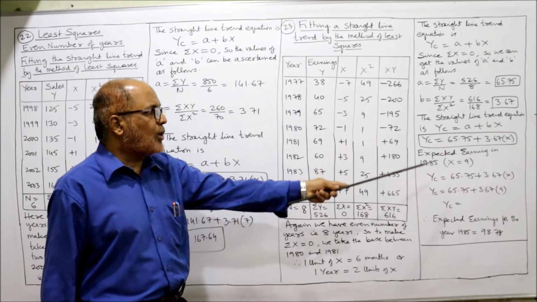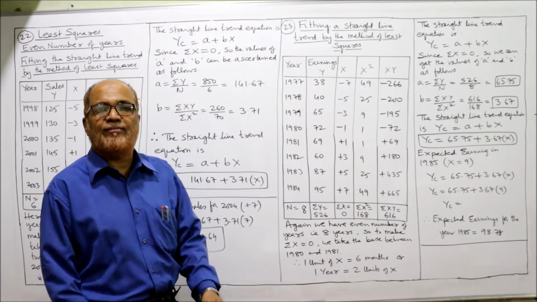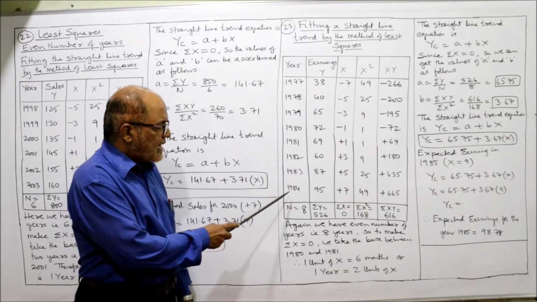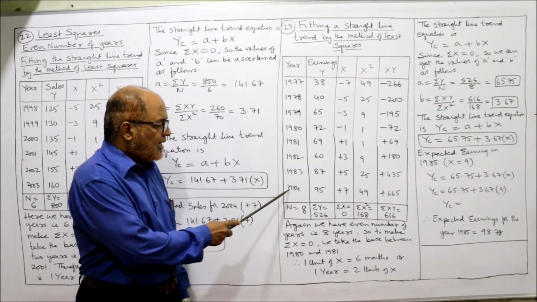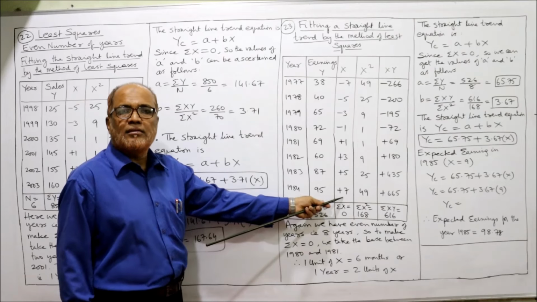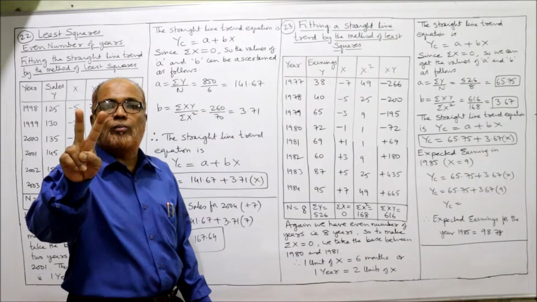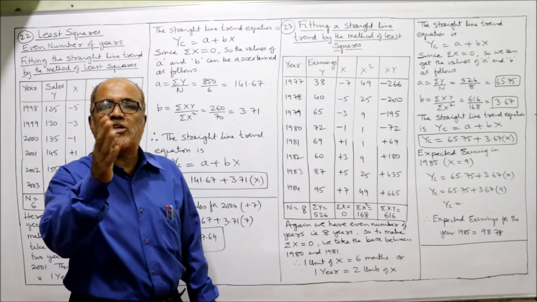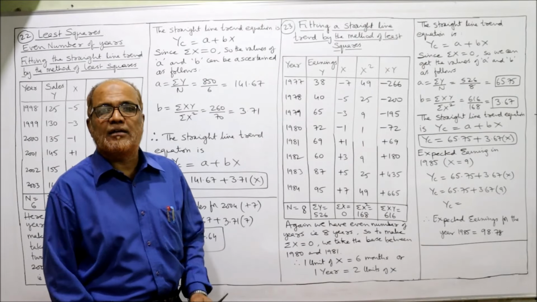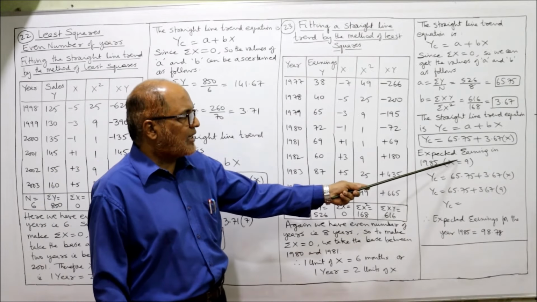Now it is asking you for the expected earnings for the year 1985. Here the last year was 1984. For 1984, what is the value of x here? 7. The value of x is 7. For 1985, you add 2 more units. 7 plus 2, 9. So for 1985, the x value is 9. So here I have taken x is equal to 9.